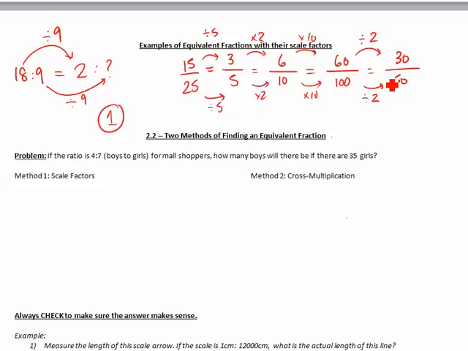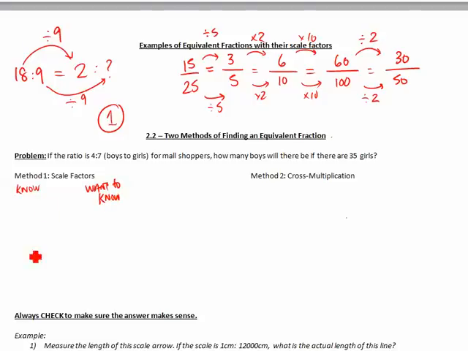Now, in terms of solving these or in terms of finding the unknown, you always have to set up the fractions accordingly. So the first one, here's the problem. If the ratio is 4 to 7 boys to girls for mall shoppers, how many boys will there be, or do we expect it to be, if there are 35 girls? So again, we always set it up with what we know and what we want to know.